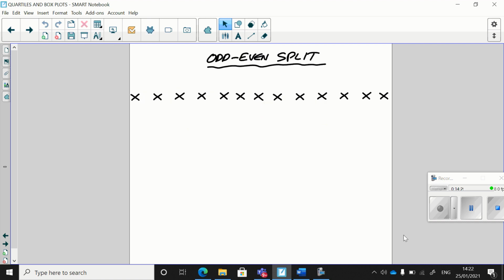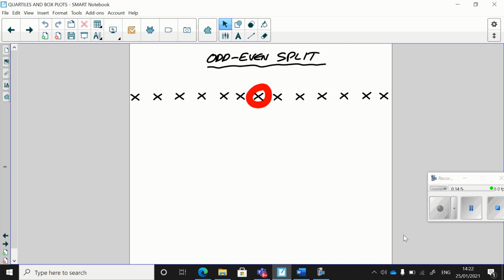Let's see. Yeah, odd even split. Right, I managed to fit in 13 little crosses here. So 13's odd. So I'm going to land bang on a number. Well, which position? 13's quite a high number. Well, you just add 1 to it, get 14 and divide by 2. 14 divided by 2 gives you 7. So we're going to hit bang on the 7th position. Or you could count in either side.